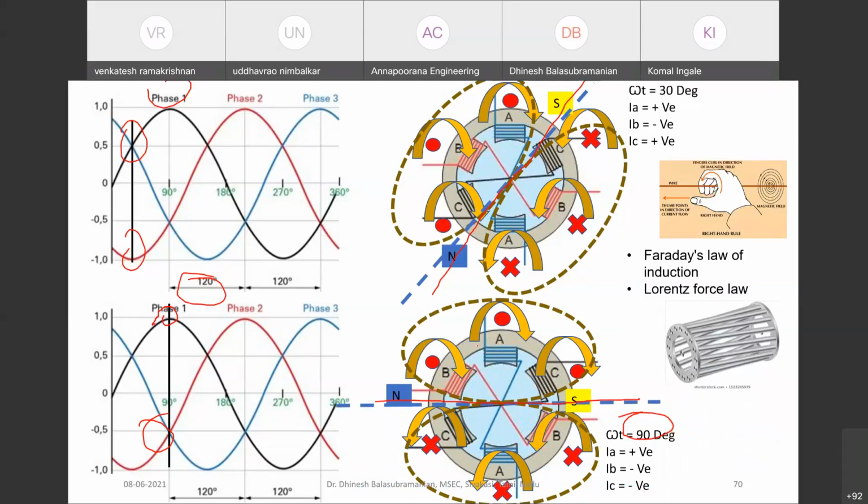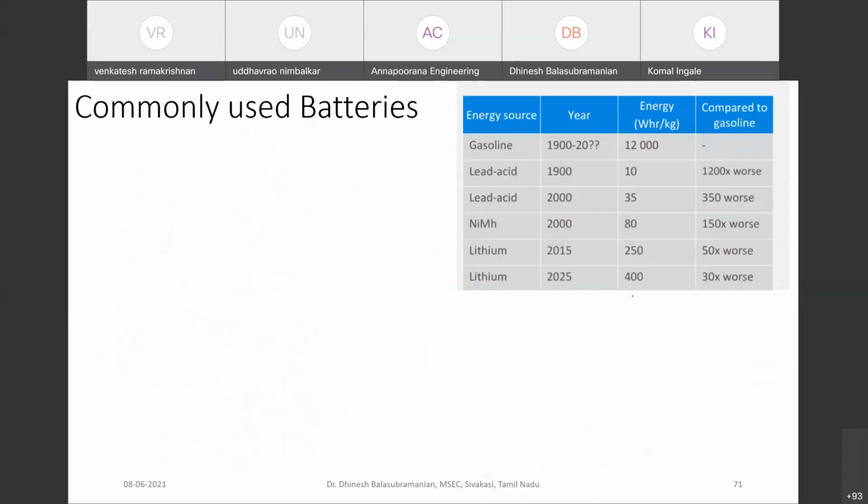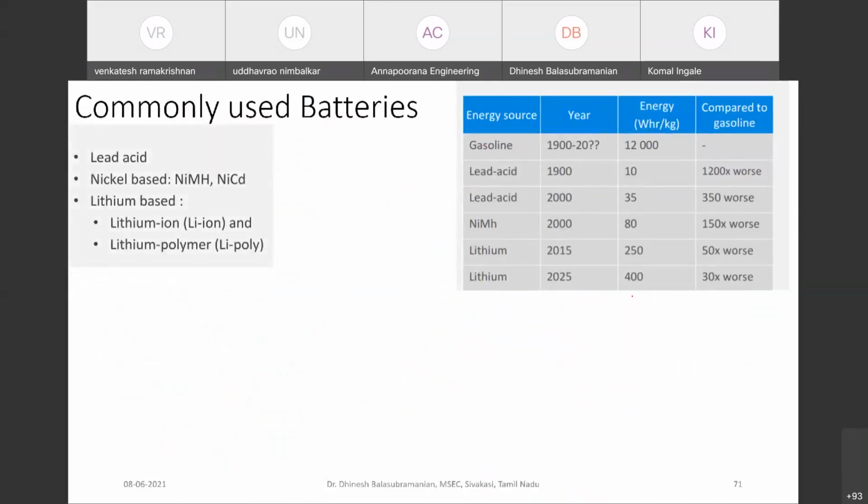So this also works under the basics of Faraday's law of induction and the Lorentz force law. I hope you are very much aware of all these terms as an electrical engineer, so I won't spend too much time explaining them. So Tesla makes use of an induction motor for its operation.